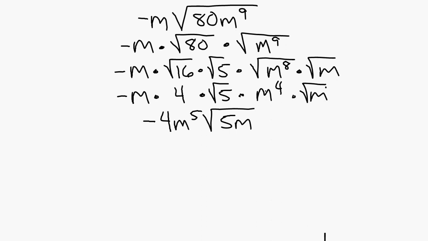Isn't this fun? I love simplifying radicals. Too much work. Someone says it's too much work. How about 3 times the square root of 24 t to the 3rd?